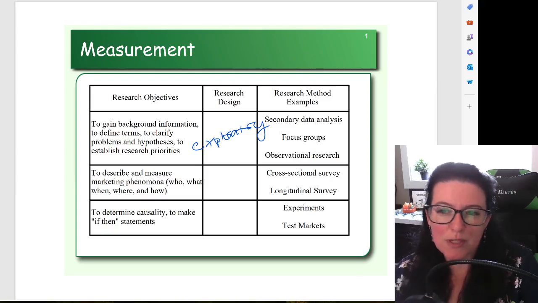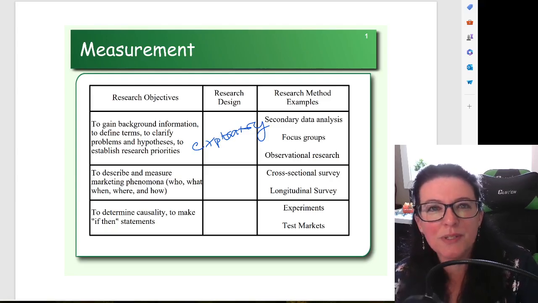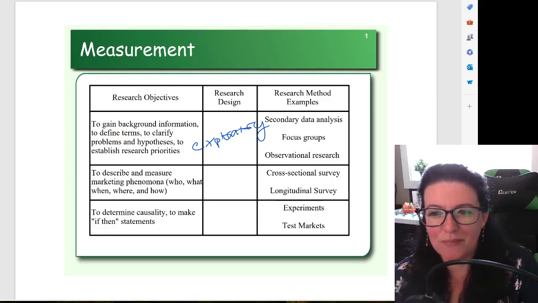We might use focus groups to help generate ideas. Remember, focus groups are about 8 to 12 people together in a room. We have a discussion guide that goes through different key questions, and we have a moderator who helps stimulate that conversation.